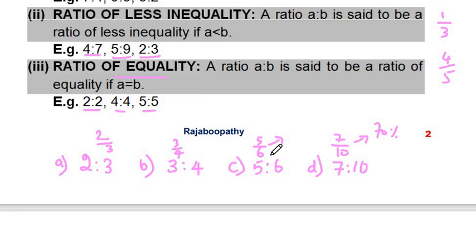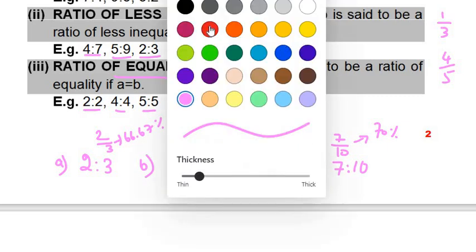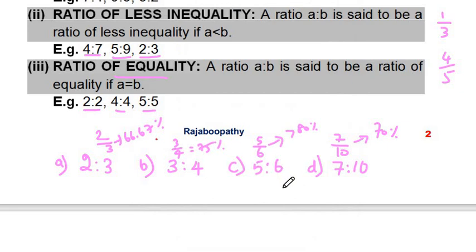So 5 by 6 is 16 into 5, which is around greater than 80%. This is 75%. This is 66.67%. So therefore, which is greater? The greatest fraction, the greatest ratio, is 5 by 6. The smallest is 2 is to 3. So this way.